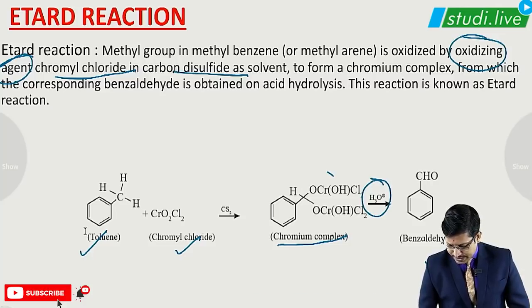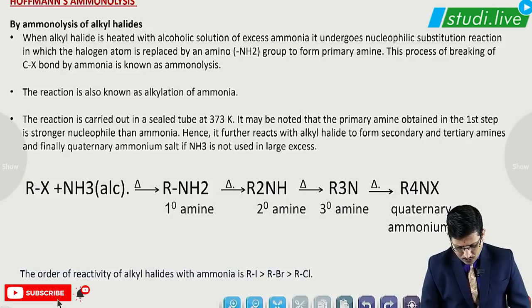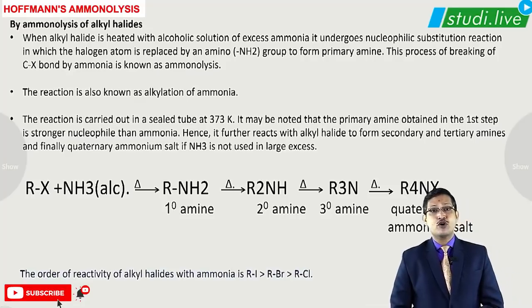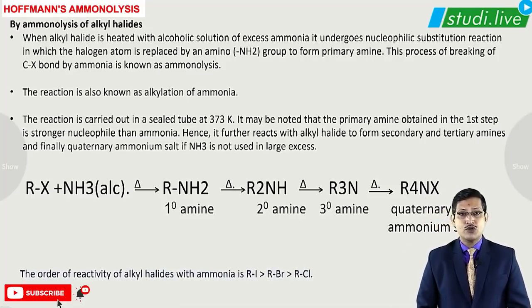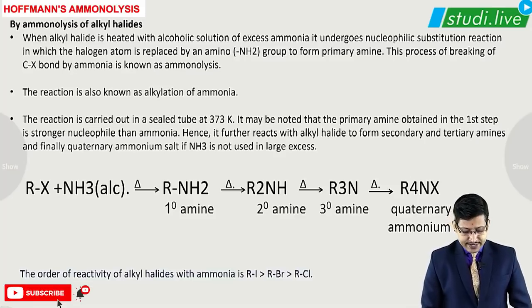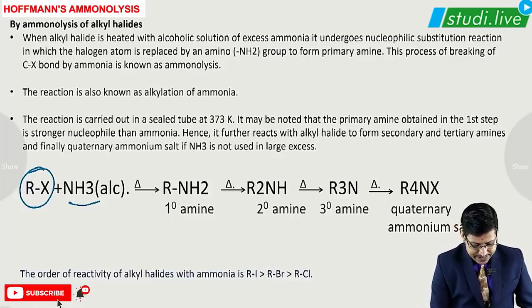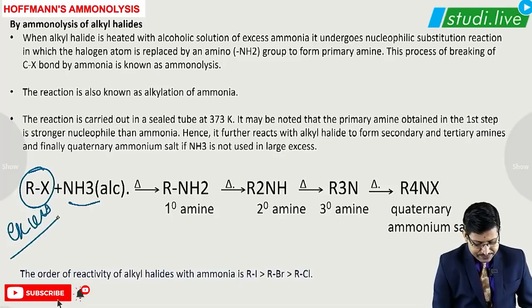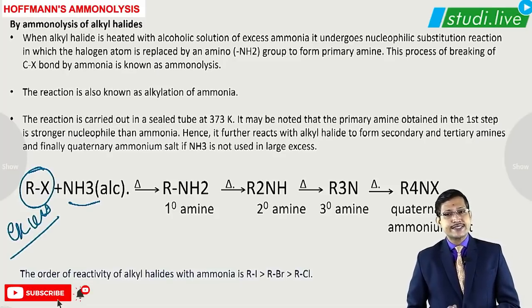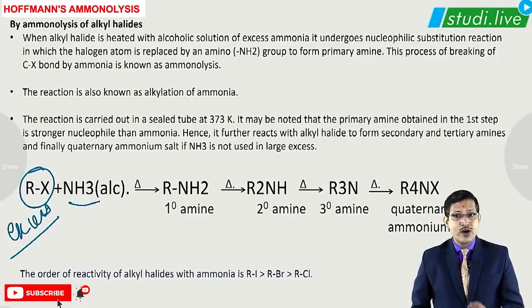Now coming on to the next reaction, now begins a very important series of Hoffmann's ammonolysis. Hoffmann's reaction, a big list coming up. Now in case of Hoffmann's reaction, it is RX, that is alkyl halide, reacting with ammonia. So alkyl halide reacts with ammonia. Now here, a condition applied is that alkyl halide is in excess. So if alkyl halide is in excess, the reaction doesn't stop at one step.